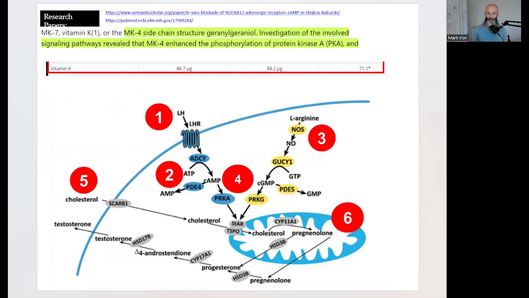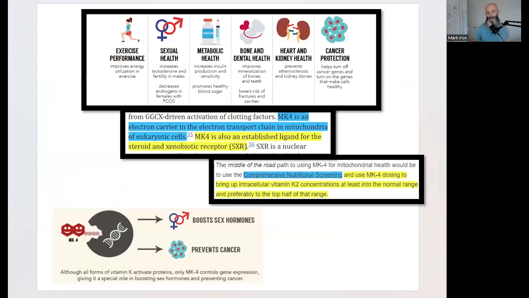Vitamin K is really, really important, especially for testosterone production. And about 71% of the population are deficient in vitamin K2. Now, vitamin K has vitamin K1 and vitamin K2. Vitamin K2 has many different isoforms, and one very important isoform is what's called MK4. So I'll come back to this slide in a moment. But I learned this information from Dr. Chris Masterjohn. He's got a PhD in nutritional science. So vitamin K2, the isoform MK4, is needed to make sex hormones and prevent cancer.